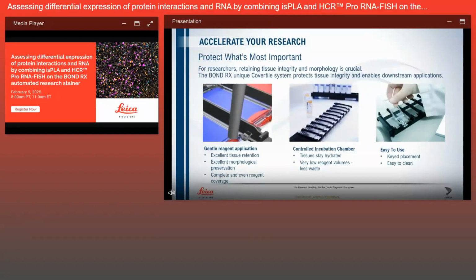The cover tile system also provides a controlled incubation chamber, allowing the tissue to stay hydrated, preventing any reagent loss during staining, especially on crucial heated steps or longer incubation times. The cover tiles are also easy to use with keyed placement, so they cannot be loaded incorrectly, and they have an easy maintenance schedule.